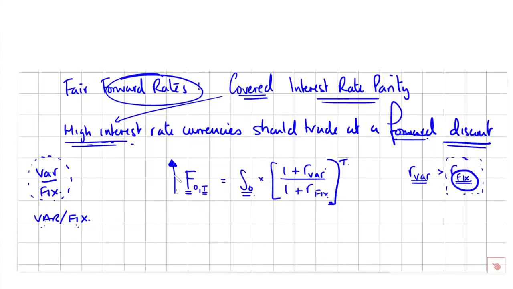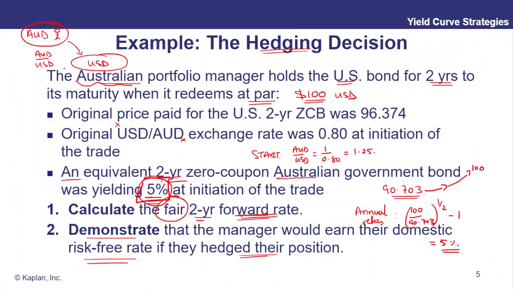We're told, in this particular case, we know that we want Aussie variable and foreign fixed, US dollar fixed. We're told that the Australian government bond was yielding 5%. Now that is your domestic and variable risk-free rate, so that's your RVAR in this case. If we've got our quotes around the right way, which we have, then that's your variable interest rate.